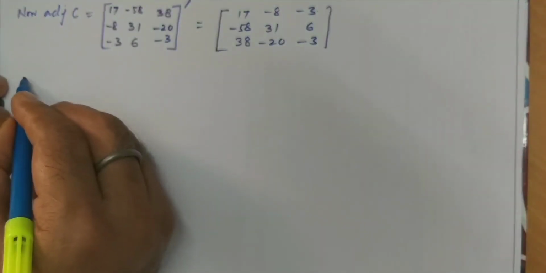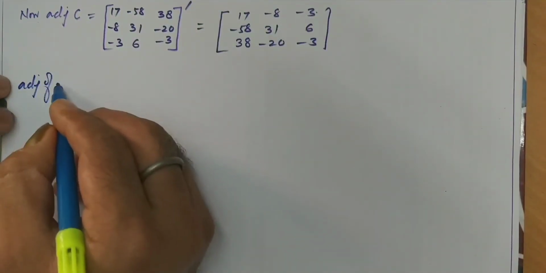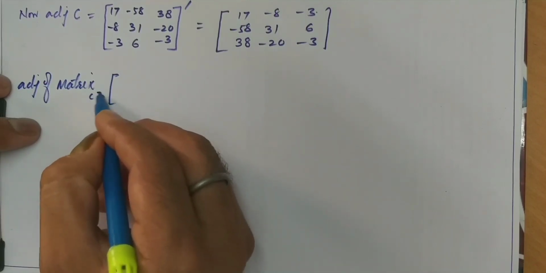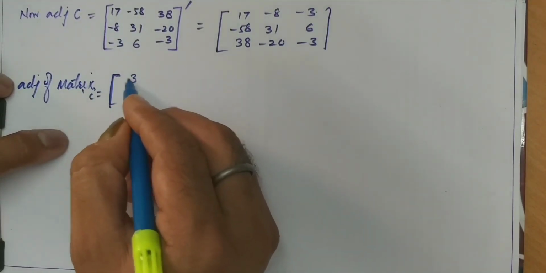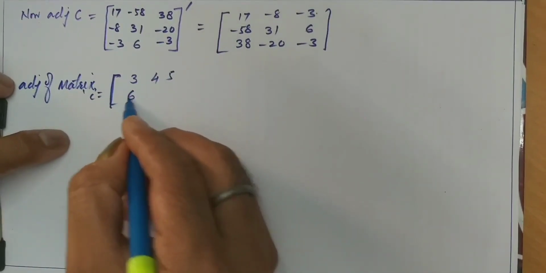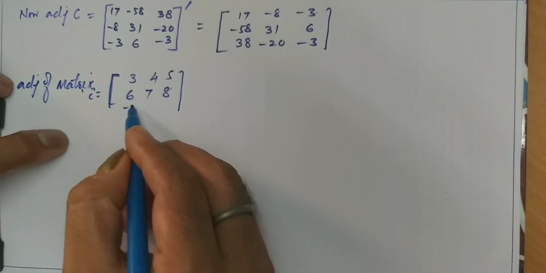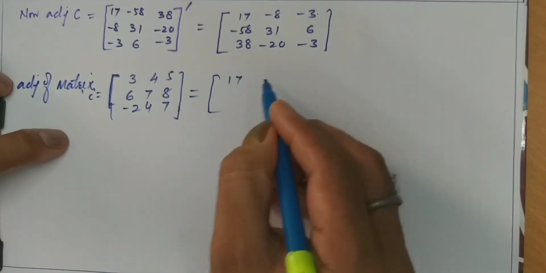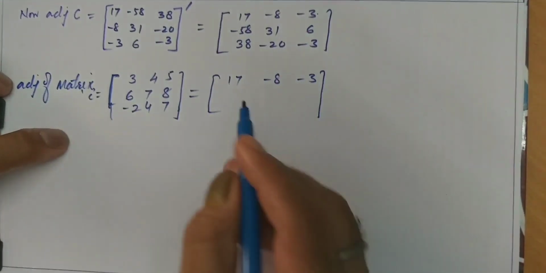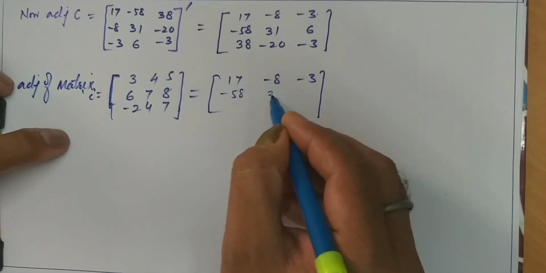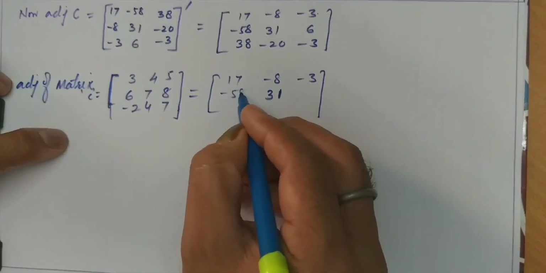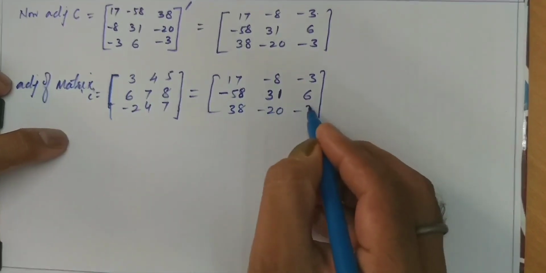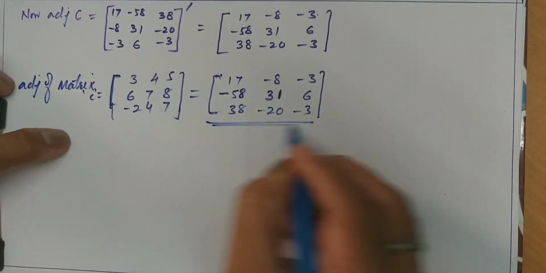So now we say that the adjoint of the matrix, what was the matrix C, equal to 3 4 5, 6 7 8 and minus 2 4 7, its adjoint is this one: 17, minus 8, minus 3, minus 58, 31, 6, 38, minus 20 and minus 3. This is called the adjoint of the matrix.